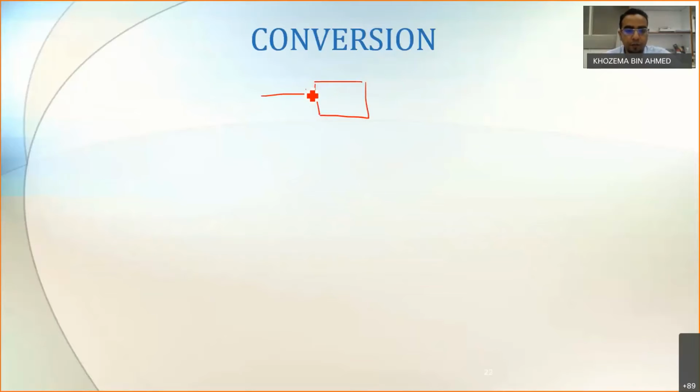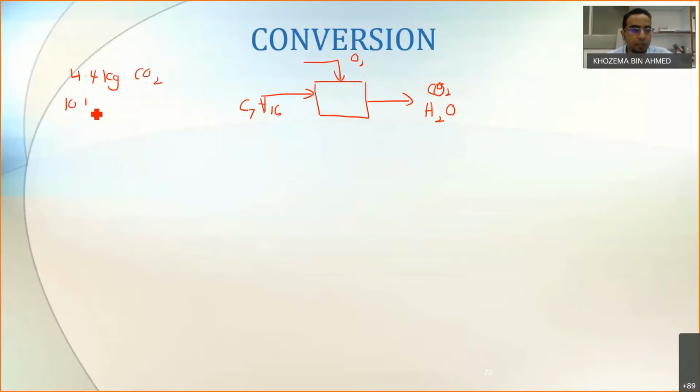Okay, so if we were to draw our flowchart, we have here C7H16 and you are adding it with oxygen, O2, and you will get, this is a combustion reaction, so you will get CO2 plus H2O. Okay, so this is your reaction. Now we were given that we produce 4.4 kg of CO2 and the feed was 10 kg of C7H16. So we were given these two pieces of information.